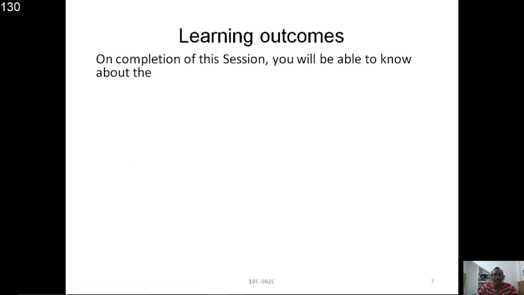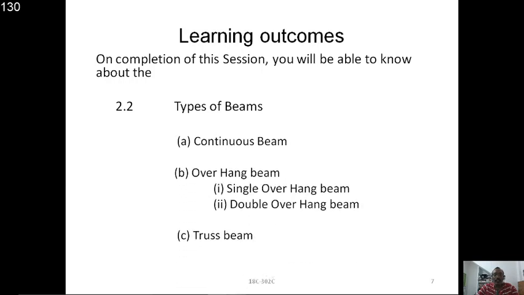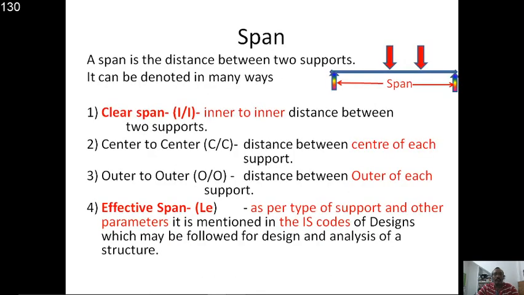Today in this session we are going to learn about other types of beams. Those are continuous beam, overhang beam, single overhang beam, double overhanging beam, and truss beam. We also want to give a little introduction to loads. So before understanding the continuous beam, I want to explain the span of a beam.